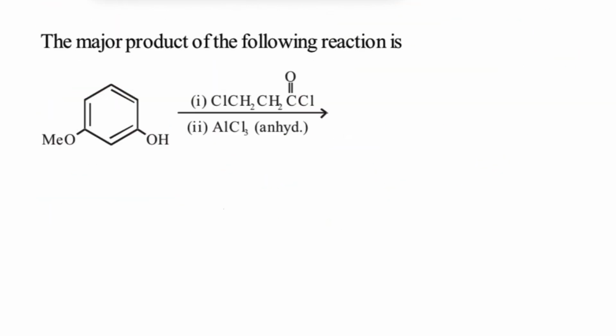Now the next one is where you need to find again the major product. In this case, if you can see, it's nothing but Friedel-Crafts acylation. Over here, what students generally believe is, since there is oxygen, it will have a lone pair.